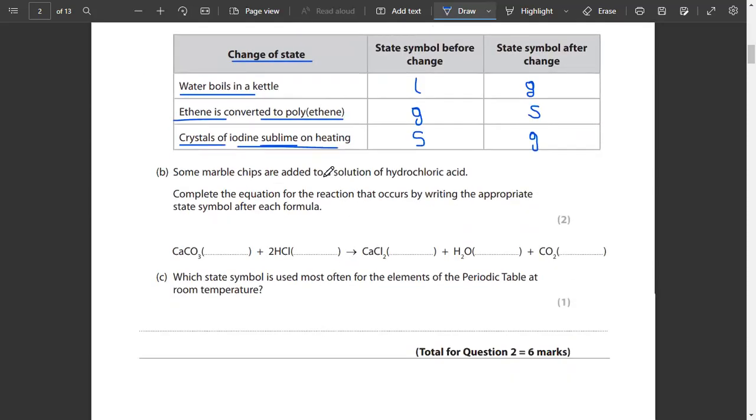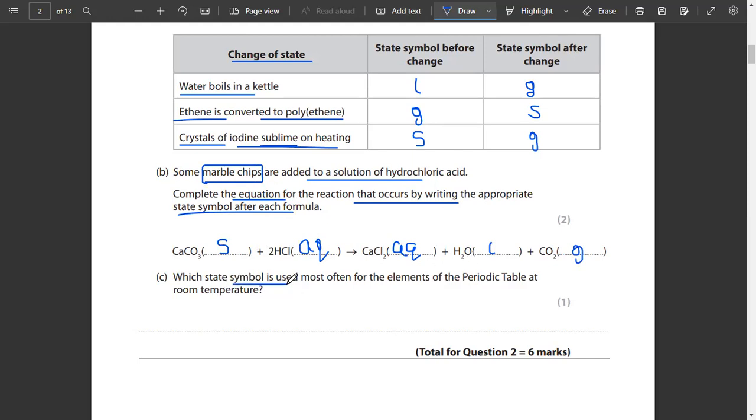Some marble chips are added to a solution of hydrochloric acid. Complete the equation for the reaction that occurs by writing the appropriate state symbol for each formula. Calcium carbonate is the marble chips. So what would be the state symbols? This would be solid. Acid is always aqueous. Ionic compounds are aqueous. Calcium chloride would also be an ionic compound which is aqueous. Water H2O always remains as a liquid, and carbon dioxide would be a gas.